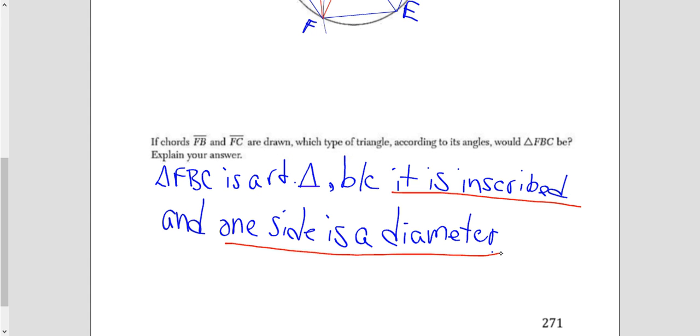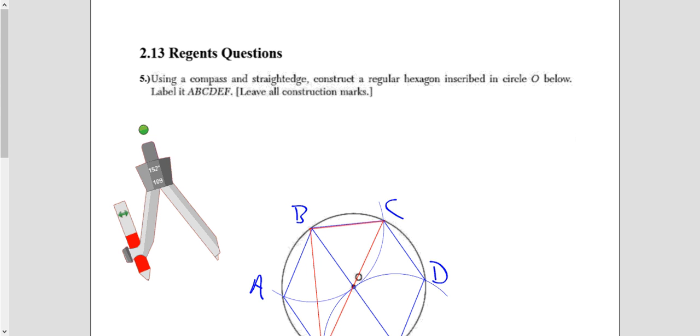So if you see this on your test and you only have one or the other, then you lose points, okay? If you just say one side is a diameter, you lose points. Why? Because you didn't say it's inscribed, okay? Was there another question after this? Oh, we finished all the reading. That's perfect timing, isn't it? Okay. Yep.